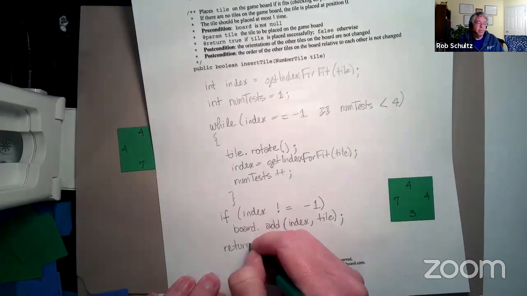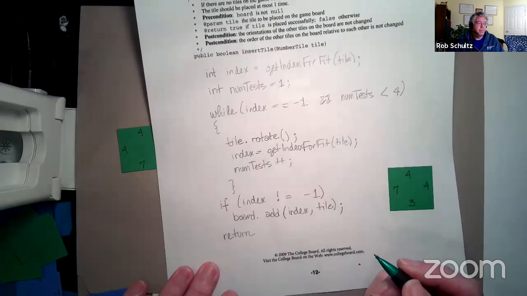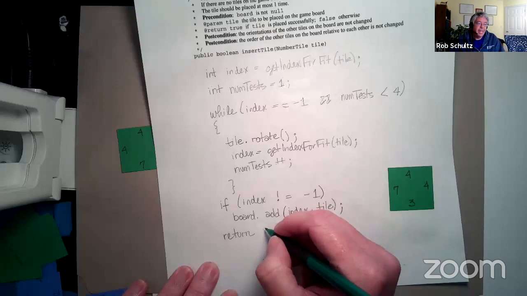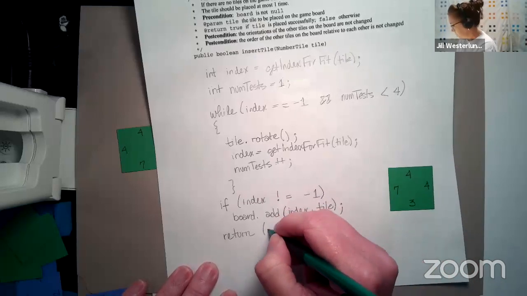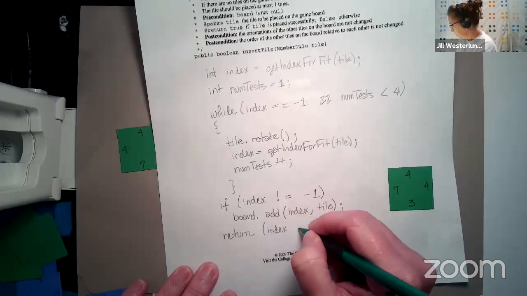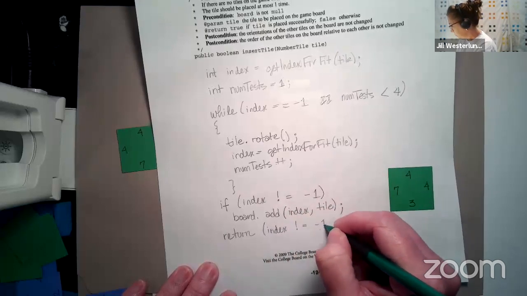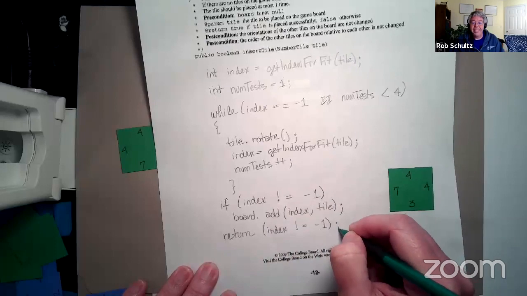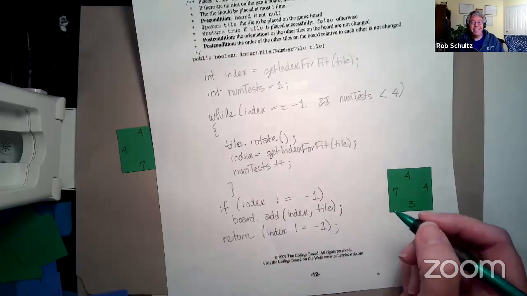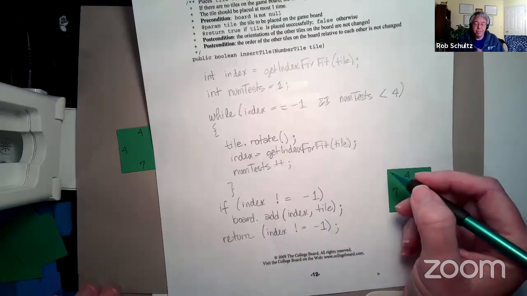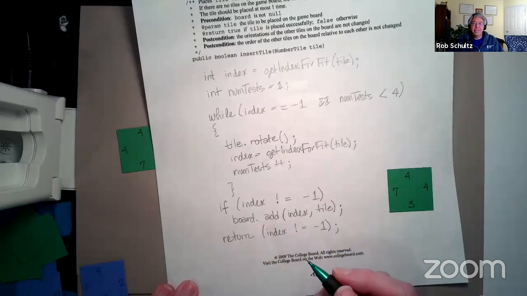And then the last thing we need to do is, because we have to return a Boolean value, we're going to return whatever we get from the Boolean comparison, index is not equal to -1. So if index is not equal to -1, we'll return true because that's a true statement. If index does equal -1, then that condition becomes false and we return false. And there is our entire insert tile method.